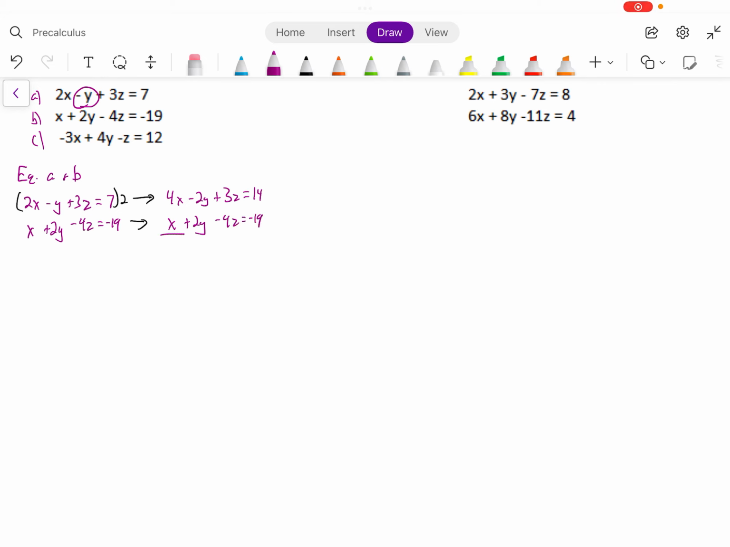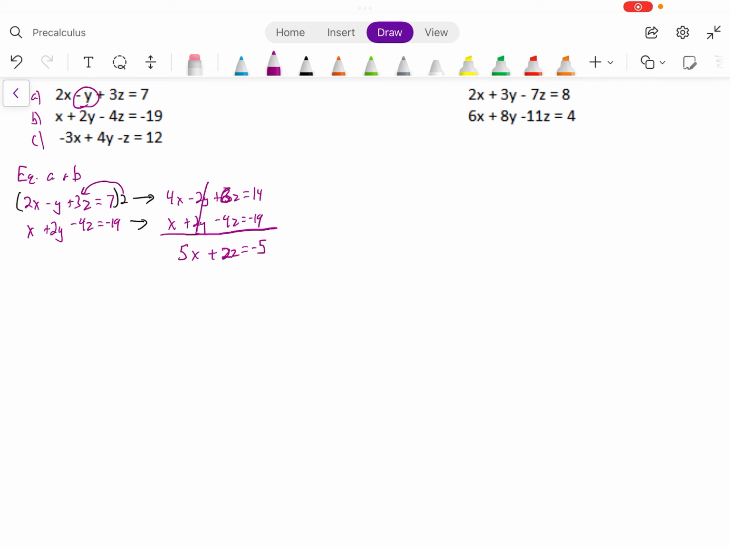We can combine those, and our goal was to eliminate, so those eliminate. We get 5x minus z equals negative 5. Uh-oh, I made a mistake. It's good we caught it already. When I distributed this 2, I did not distribute it to 3, so this should have been 6z. And so we have 6z minus 4z is 2z.